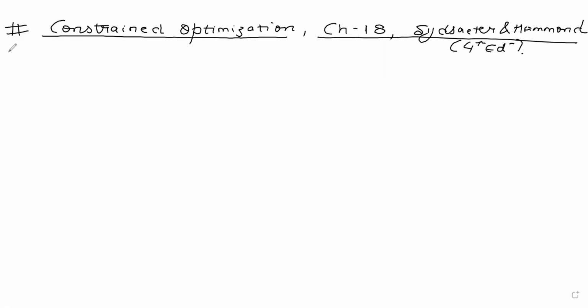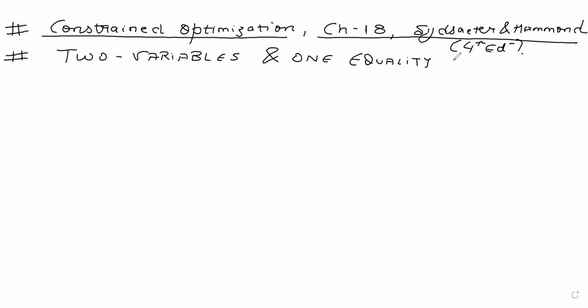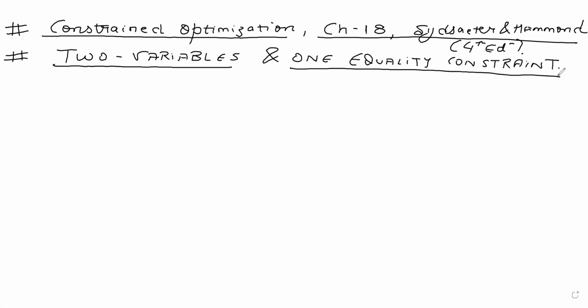So first we look at two variables and one equality constraint. Let us look at the optimization problem involving two variables and one equality constraint.